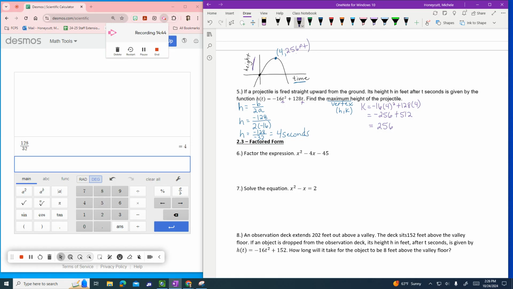So the vertex is 4, 256, but the question says find the maximum height. So they are asking for the height, not the time. So my answer that I'm going to circle is 256 feet.